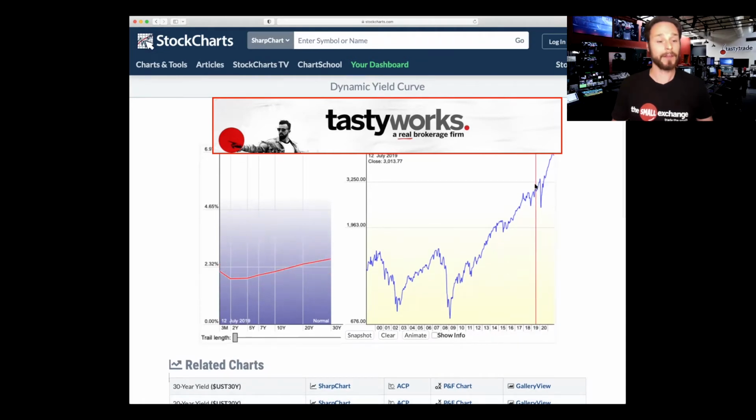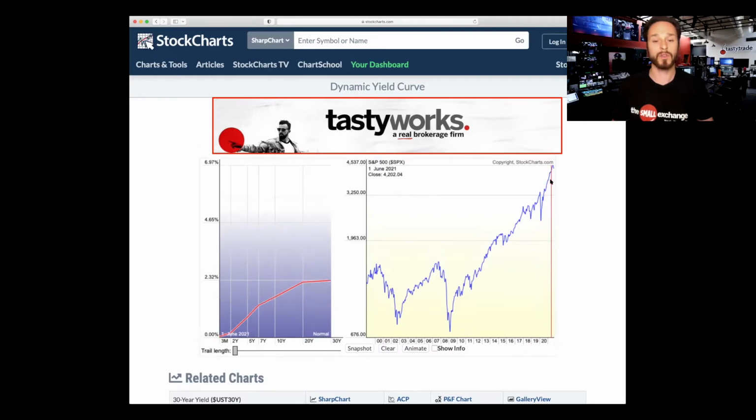And if I keep on advancing in time, you can see here, the yield curve was quite flat as we went into the 2020 crash in the SPX. And then after that, the yield curve started to slowly steepen as you go towards 2021. So this is the current yield curve right now.